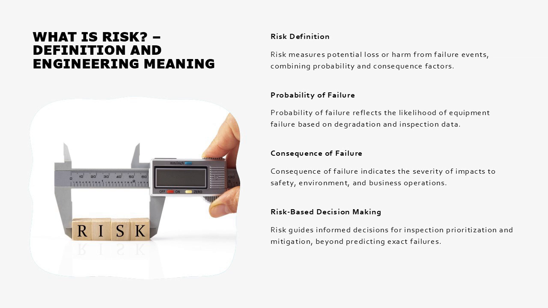Importantly, risk is not an inherent property of equipment alone; it is influenced by how equipment is designed, operated, maintained, and inspected. API guidance emphasizes that understanding risk in RBI is not about predicting exact failure events, but about making informed, risk-based decisions to prioritize inspection and mitigation efforts. This definition of risk forms the foundation for all subsequent RBI analyses and decision-making processes.